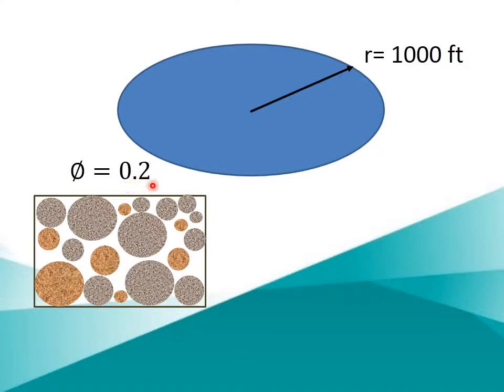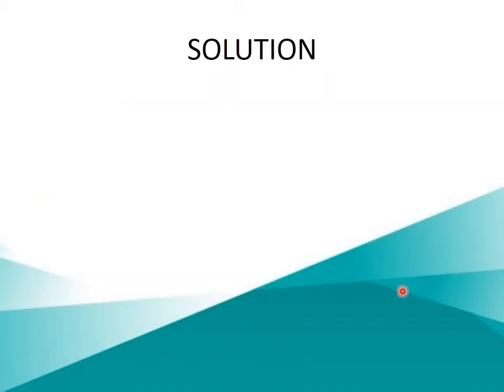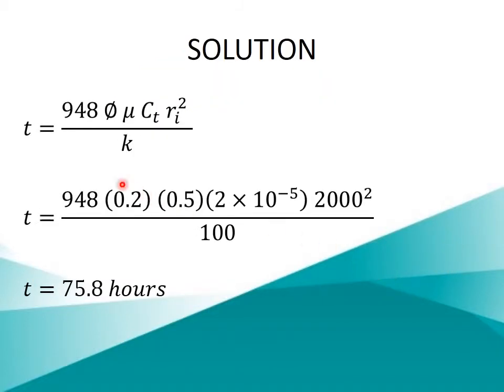From the question, it is given that the radius is 1000 feet, with the porosity of 0.2, permeability of 100 millidarcy, viscosity of 0.5 centipoise, and the total compressibility of 2 times 10 to the power of negative 5 per psi. So the solution to answer B is that the formula is given as time equals 948 times porosity times viscosity times total compressibility times radius of investigation to the power of 2, divided by permeability.